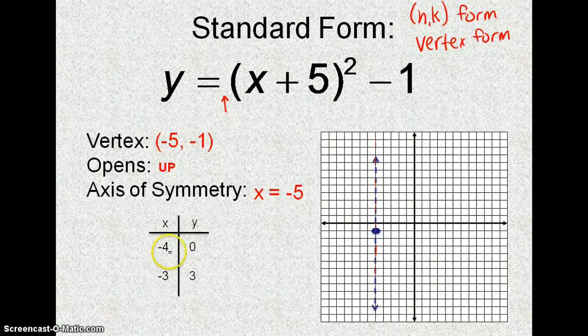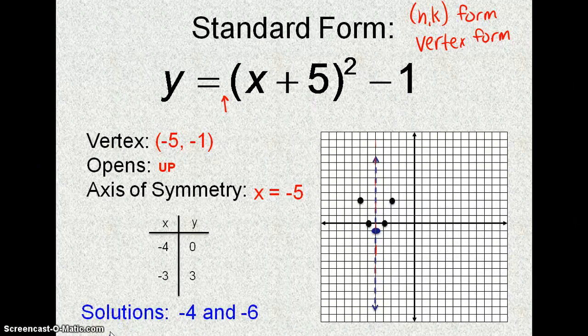So I did negative 4, and I plugged negative 4 in. Negative 4 plus 5 is 1. 1 squared is 1. Minus 1 is 0. Then I plugged negative 3 in. So I was able to get these points.